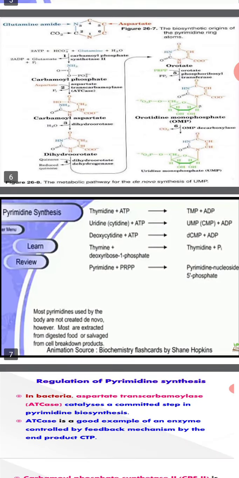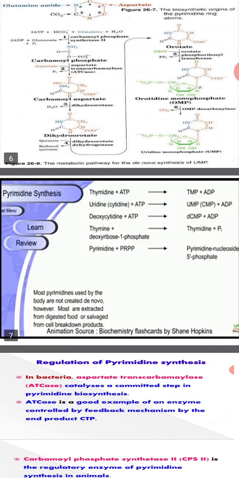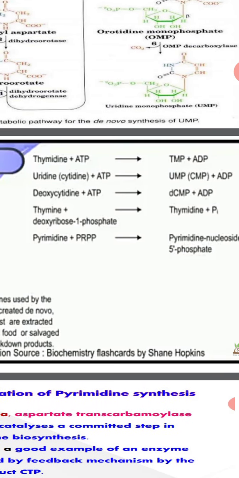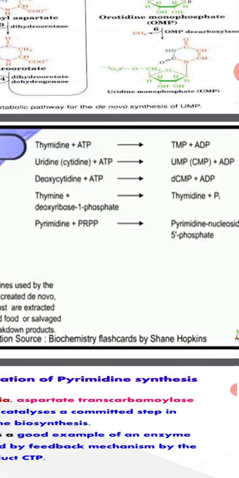Then the next stage, the salvage pathway. As you can see, most of the pyrimidines used by the body are not created by the de novo pathway. However, they are extracted from digested food or salvaged from cell breakdown products. So this is the structure. This is the salvage pathway. Here simply ATP is used.